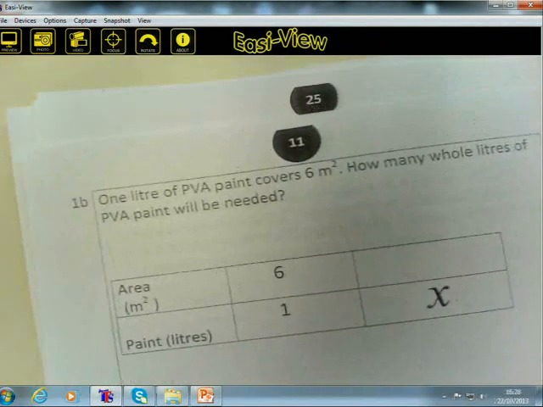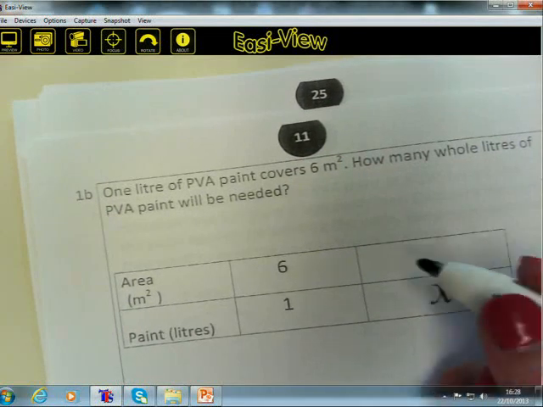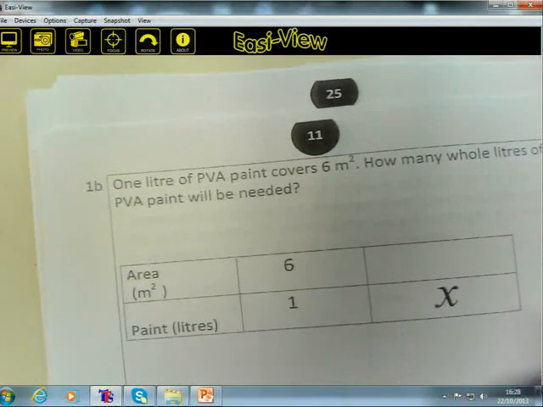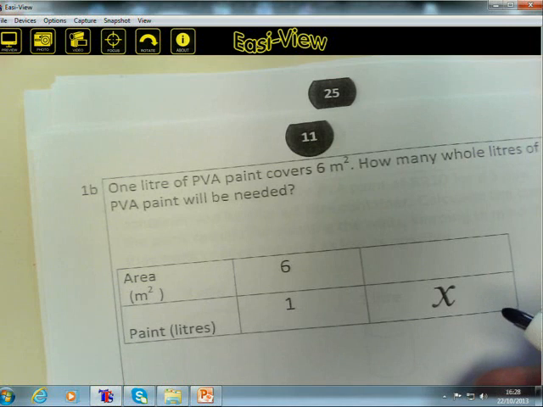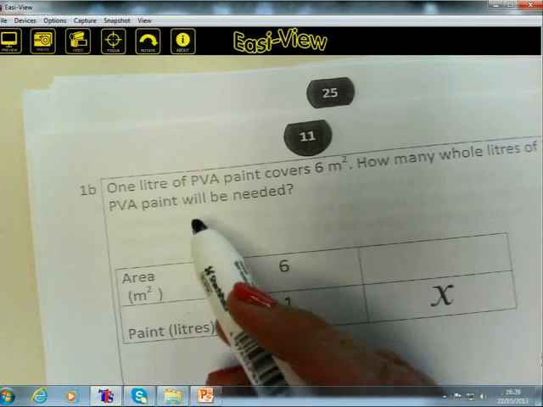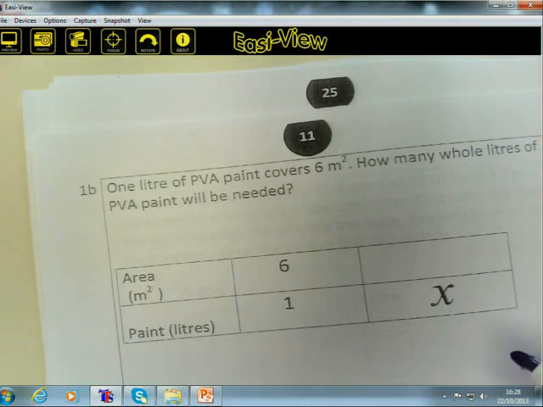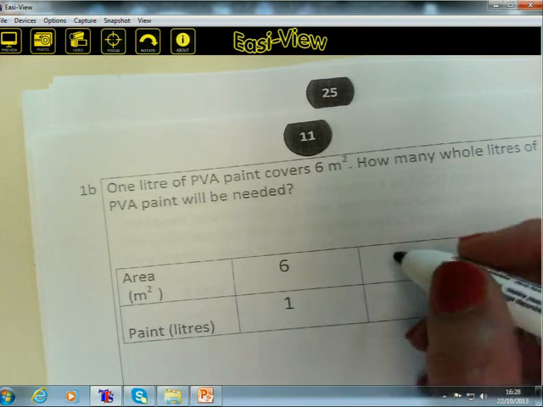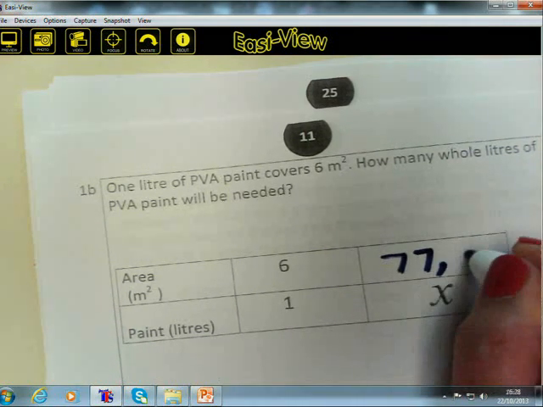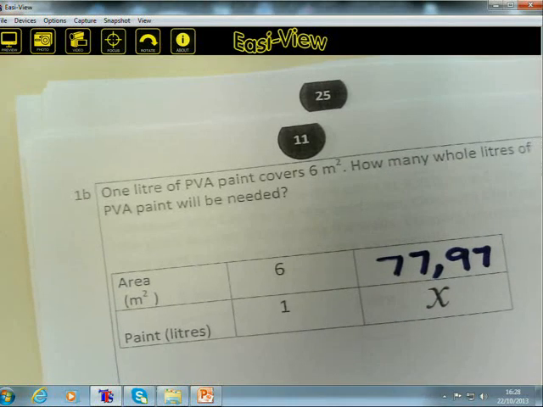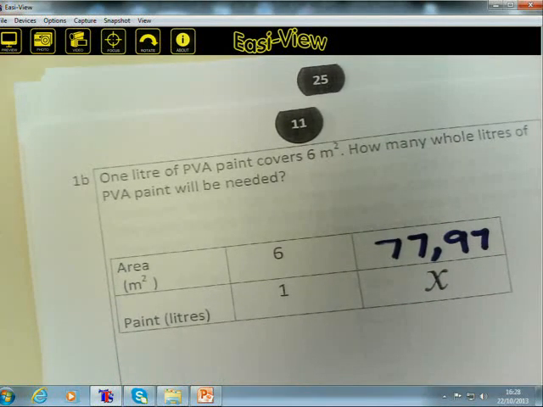The last thing that I want to do is they want to work out how much paint they're going to use. And I've got a very special way of doing this. 1 liter of PVA paint will cover 6 square meters. How many liters of paint will be needed for the area that we are going to paint? Can you remember what was the total? It was 77,97 square meters that we want to paint.